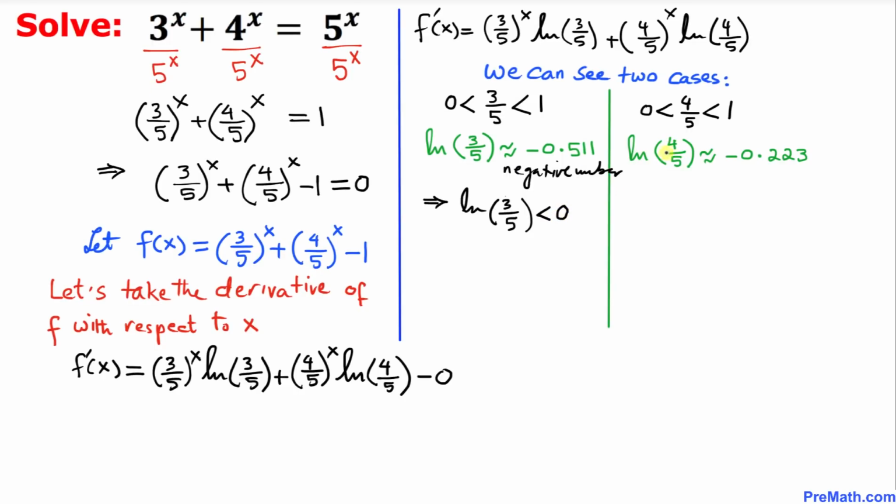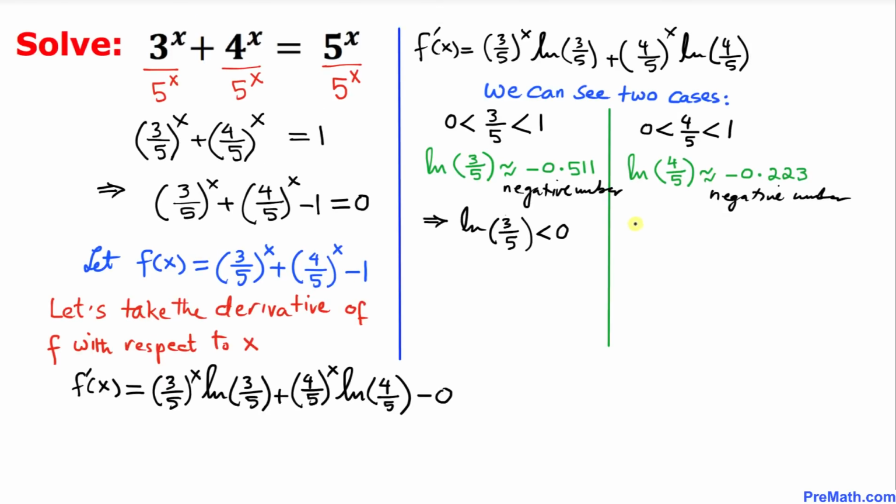And likewise, if we take the natural log of 4/5 on the right hand side, this is approximately equal to negative 0.223, which is again a negative number, as you can see. So that means natural log of 4/5 is less than 0, a negative number. So therefore, we have concluded that natural log of 3/5 is a negative number, and natural log of 4/5 is a negative number as well.